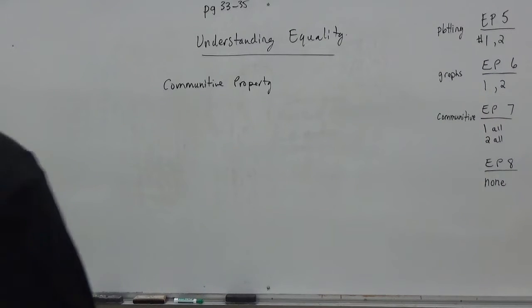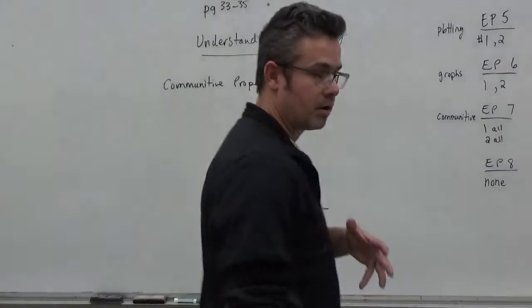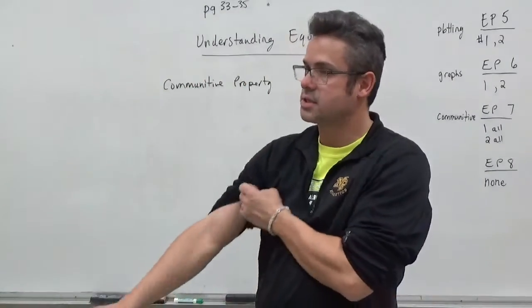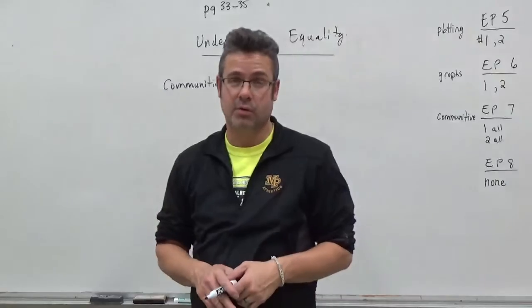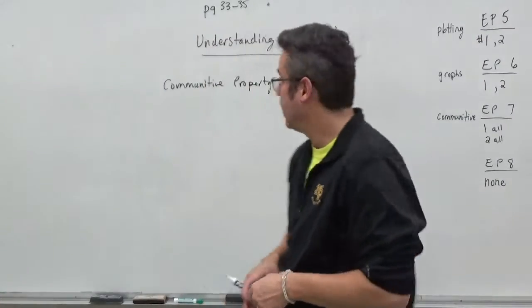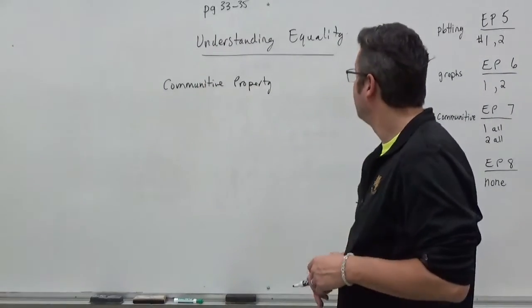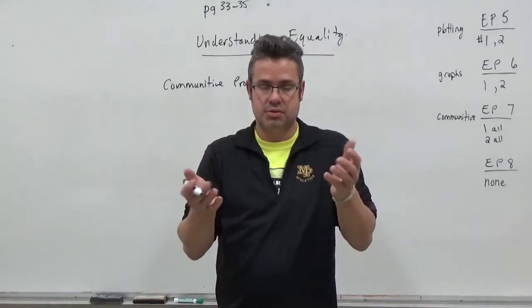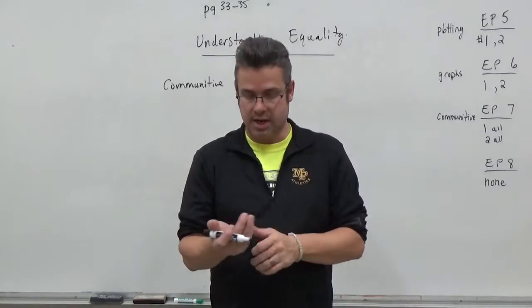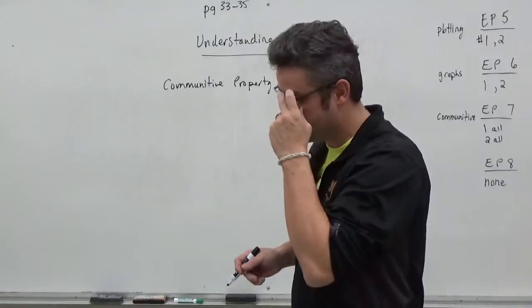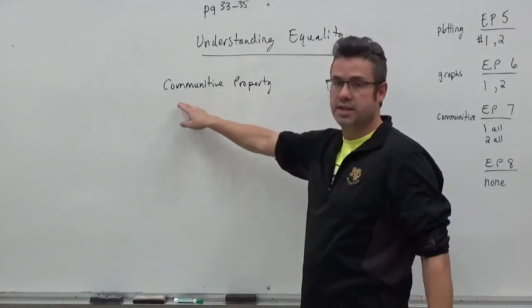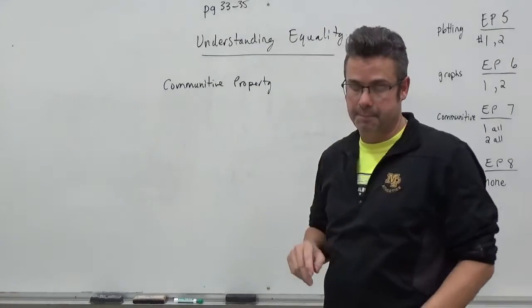Hi everybody. I'm going to move on to our third and final online lesson for this unit. It's lesson 7 on chapter 1 in your textbook, and it's around understanding equality. So understanding the balance between two sides in an equation is kind of where we're going with that equality piece. In order to understand equality, we want to understand something called the commutative property.